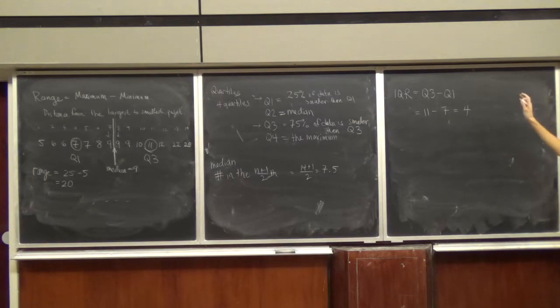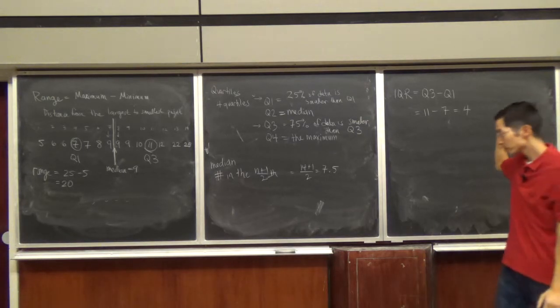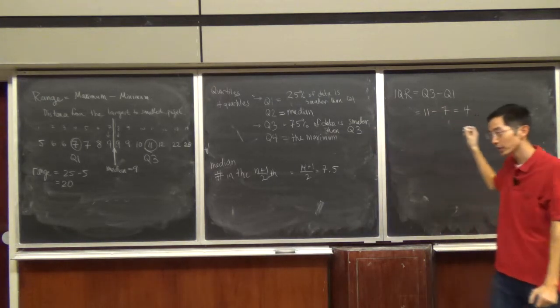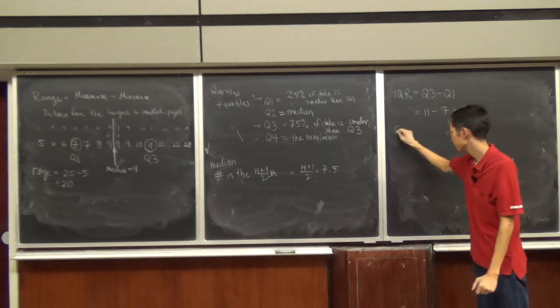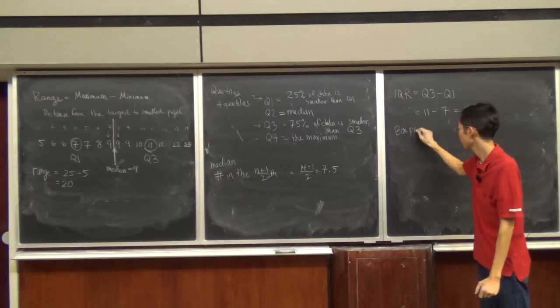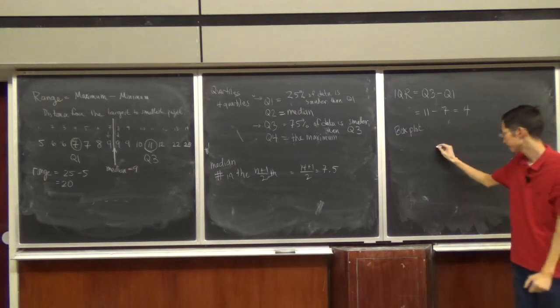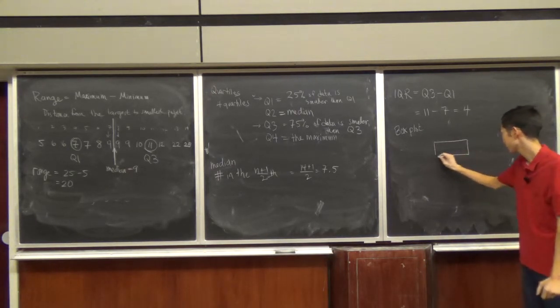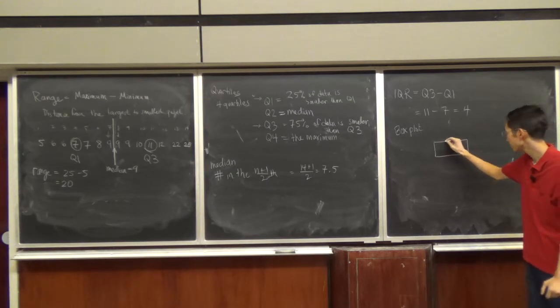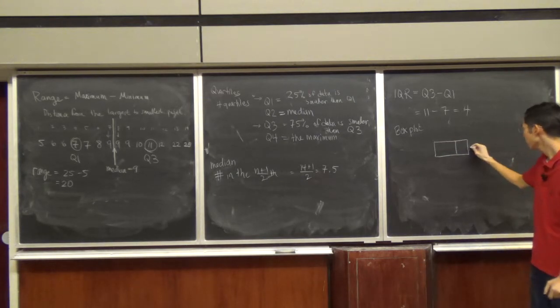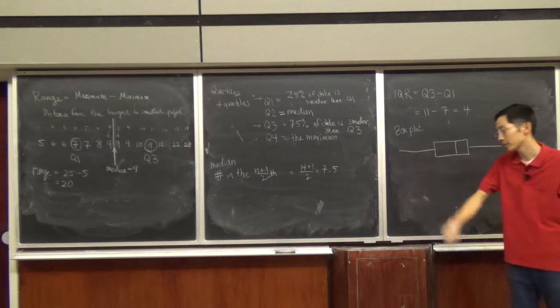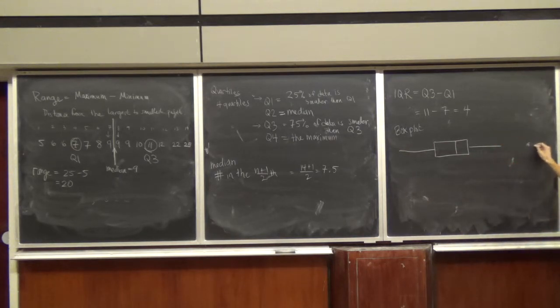So here's the IQR. There is another graphic display called a box plot. Okay. And a box plot looks like this. There's a box with a line somewhere in it, and lines coming out of the box. Sometimes there's even circles.